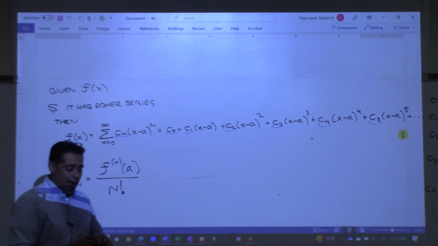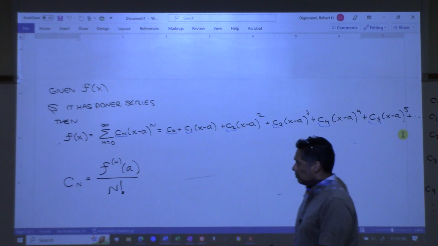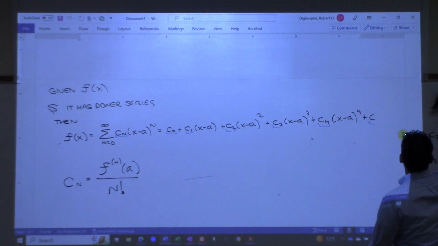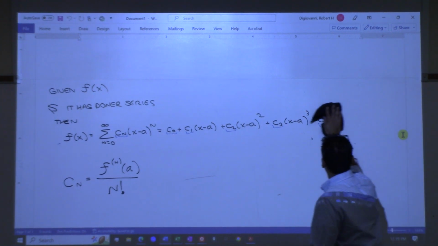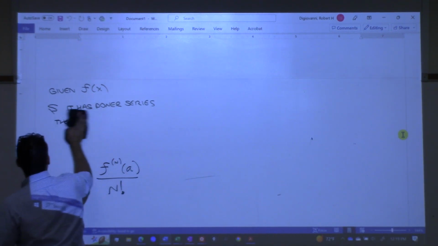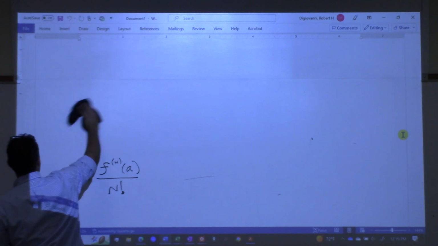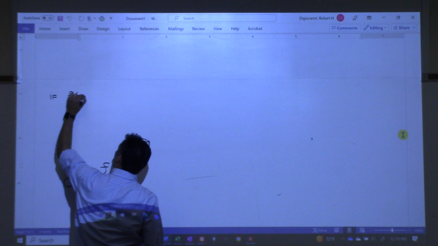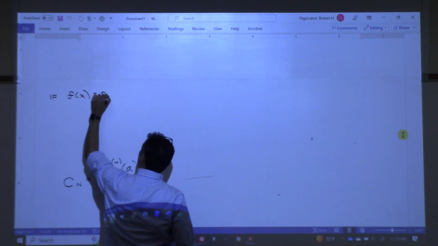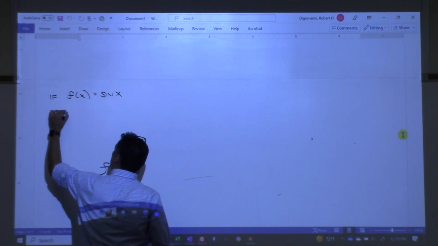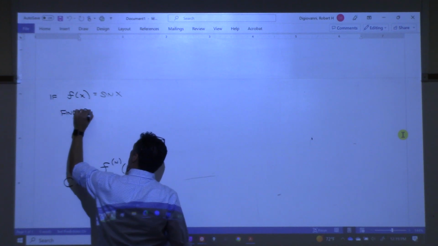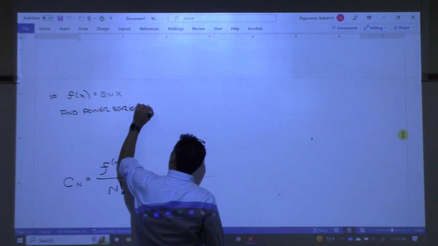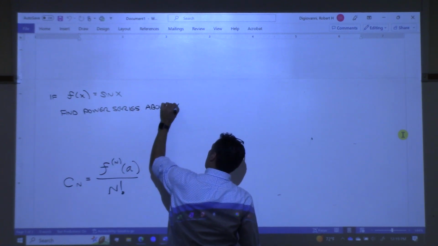So I want us to go back and look at the sine function that we just did a second ago. And I want to see if we can come up with the power series for that. So if f of x equals sine x, find a power series about x equals 0.